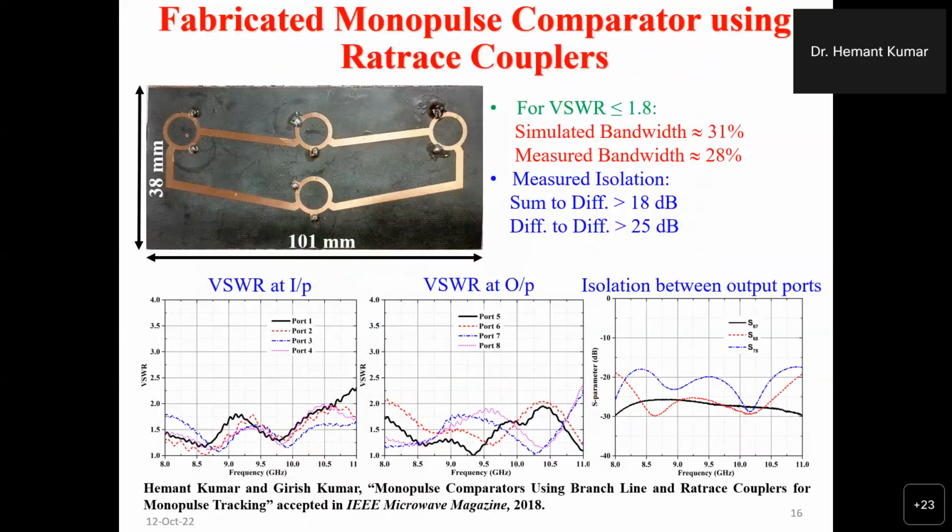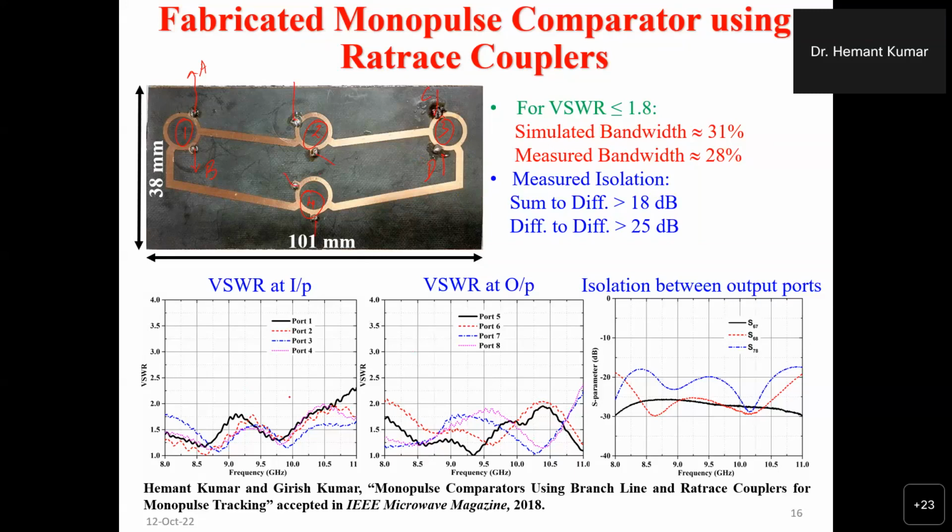This is the first one. This is the second. This is the third one. This is the fourth one. So there are 8 ports. 4 of these ports are going to be connected to the 4 antennas: antenna A, antenna B, antenna C, and antenna D. Right. So these 4 ports will be connected to the 4 antennas that we are going to integrate in the next slide. I'll show you. And the other 4 ports will give you the sum and difference.